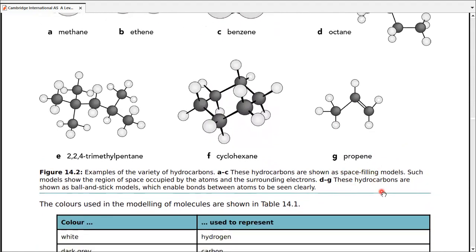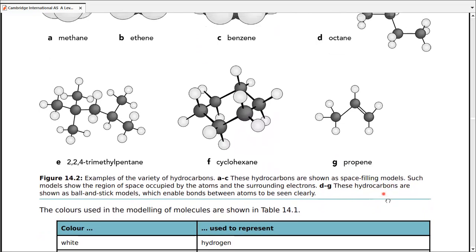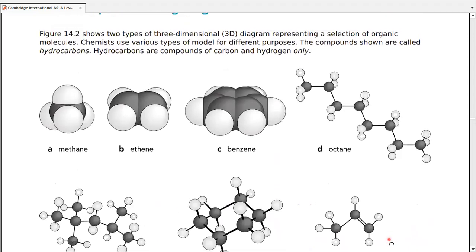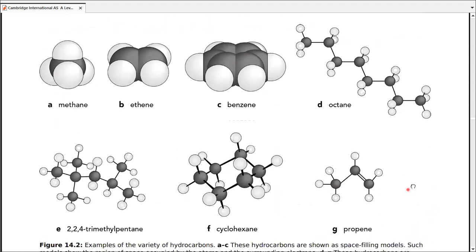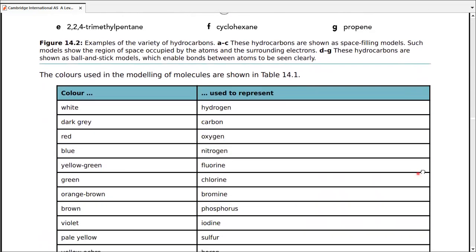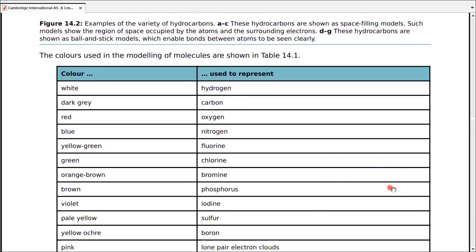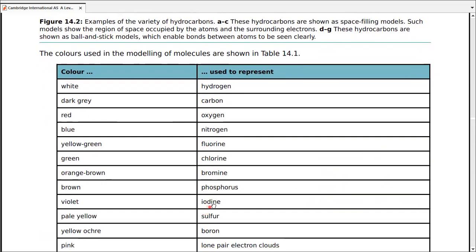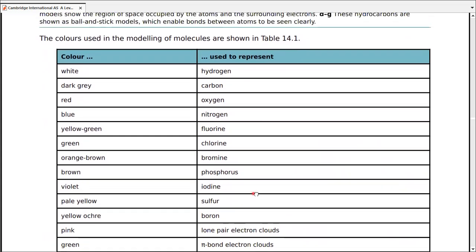So this gives you a very good idea of space filling models, which we also call 3D models, and ball and stick models. As you would see, the first three are simply space filling or 3D models, but from D to G all the way, you have ball and stick models. Now, when we go for the ball and stick model, the easiest way to remember is that dark gray or the black color is for carbon, white means hydrogen, red means oxygen, blue means nitrogen. This really gives you the idea of the most important ones that we use.